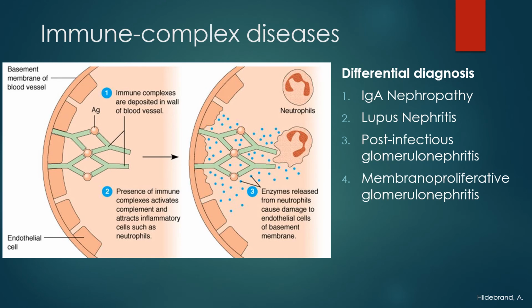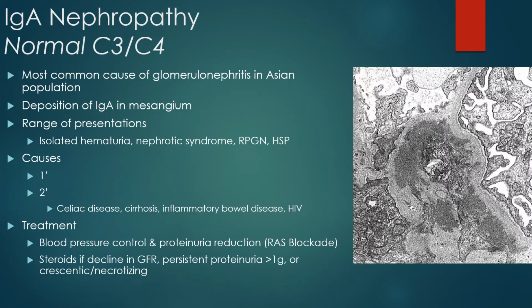The third category of patterns in nephritic syndrome are immune complex diseases, which are categorized by visualizing immune complexes on electron microscopy as well as potential staining on immunofluorescence. The differential diagnoses for immune complex diseases includes IgA nephropathy, lupus nephritis, post-infectious glomerulonephritis, and membranoproliferative glomerulonephritis. One of the ways to differentiate the different immune complex diseases that cause nephritic syndrome is looking at the serum complements. IgA nephropathy is not complement mediated and generally will have a normal C3 and normal C4.